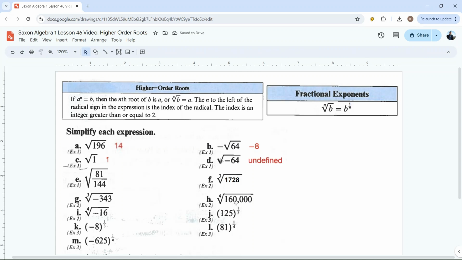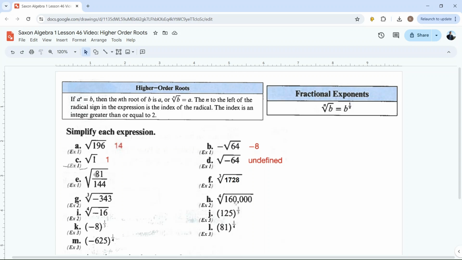Okay, and that applies for any even root. So a square root, a fourth root, a sixth root, an eighth root can never be negative, because when I multiply a negative an even number of times, it's always going to be positive.